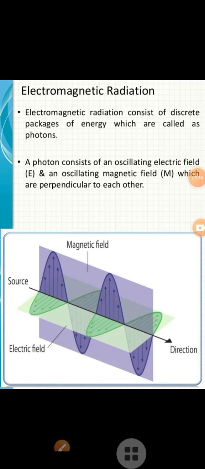What is electromagnetic radiation? Electromagnetic radiation consists of discrete packages of energy which are called photons. They produce the electromagnetic spectrum. The photon consists of an oscillating electric field and an oscillating magnetic field which are perpendicular to each other. This electromagnetic spectrum ranges from very short wavelength to very long wavelength.